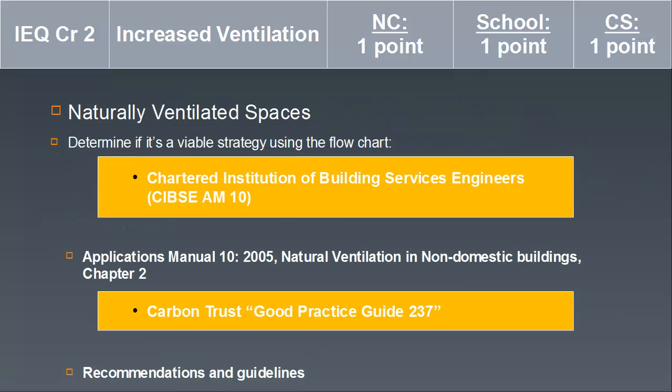For naturally ventilated spaces, you need to determine if it's a viable strategy first using the flow chart in CIBSE AM10, which is the Chartered Institution of Building Services Engineers. Memorize these two standards. The second is a Carbon Trust Good Practice Guide. This includes recommendations and guidelines.